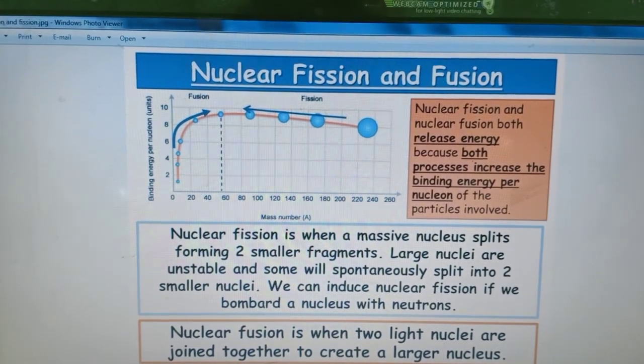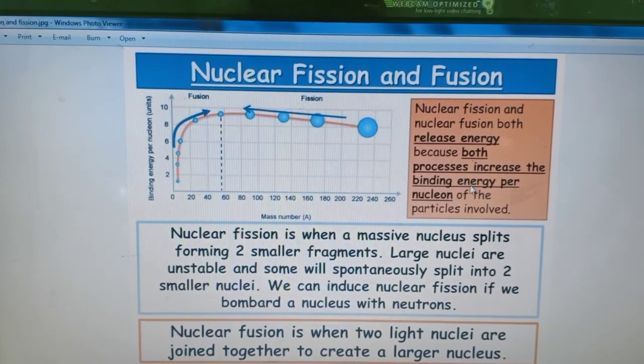Okay, so now it all makes sense. Whatever the nuclear reaction, either fission or fusion, it will release energy, and both processes will increase the binding energy per nucleon. That is for fission and fusion.